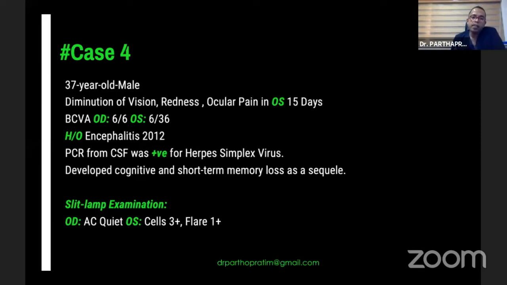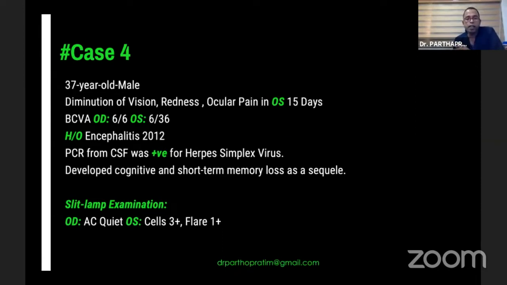So our fourth case is a 37-year-old male who complained of diminution of vision, redness, ocular pain for 15 days. The best corrected visual acuity in right eye was 6/6, left eye it was 6/36. There was history of encephalitis in 2012 when the PCR from cerebrospinal fluid was positive for the herpes simplex virus. Following that, he developed certain amount of cognitive and short-term memory loss.